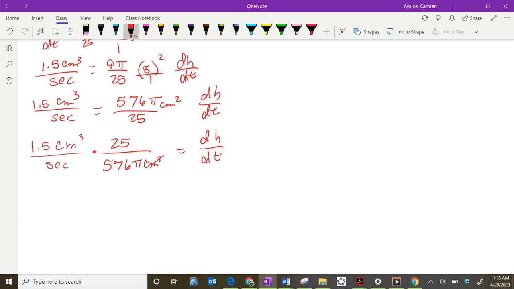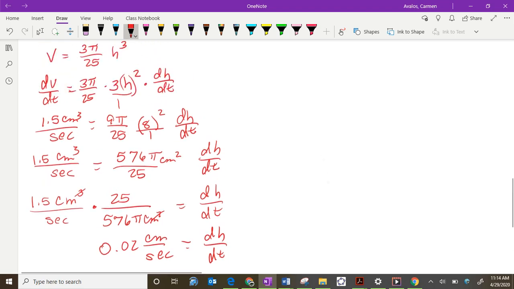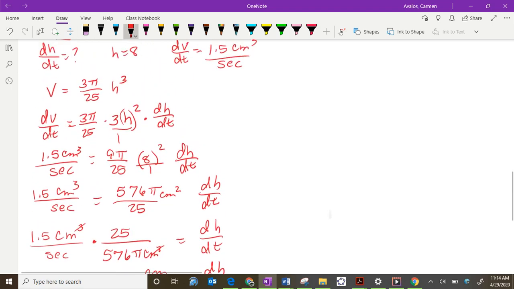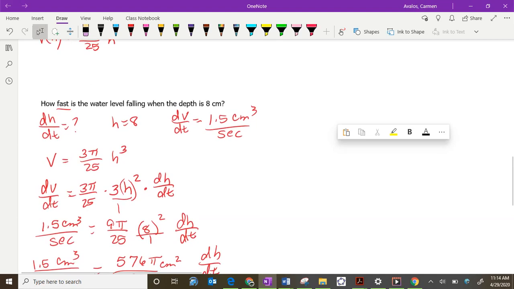So it would be centimeters cubed over centimeters squared, so that changes and we just have centimeters. And so my answer there, once you're done calculating, is 0.02 centimeters per second for dH dt. So the height is increasing at 0.02 centimeters per second. So that's what you would have to write as your sentence. How fast is the water level falling when the depth is 8 centimeters?